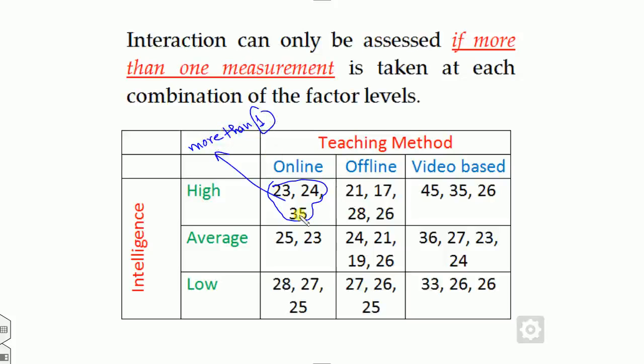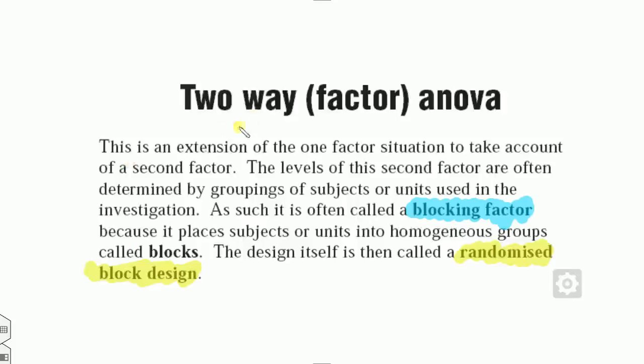So whenever there is more than one observation in a particular cell, this is my cell number 1,1, this is cell number 2,1, if any cell has more than one observation, interaction can be assessed. In this case, interaction is there. And in this presentation we have considered the case without interaction.